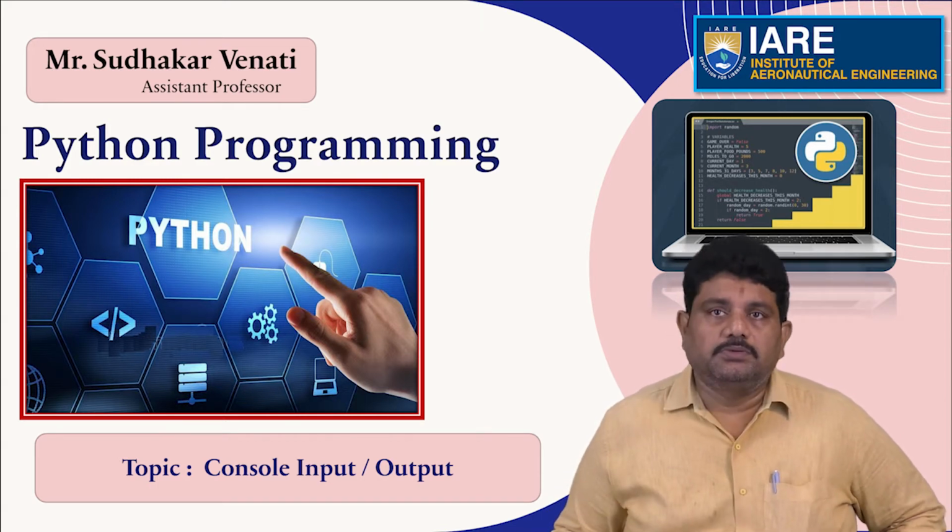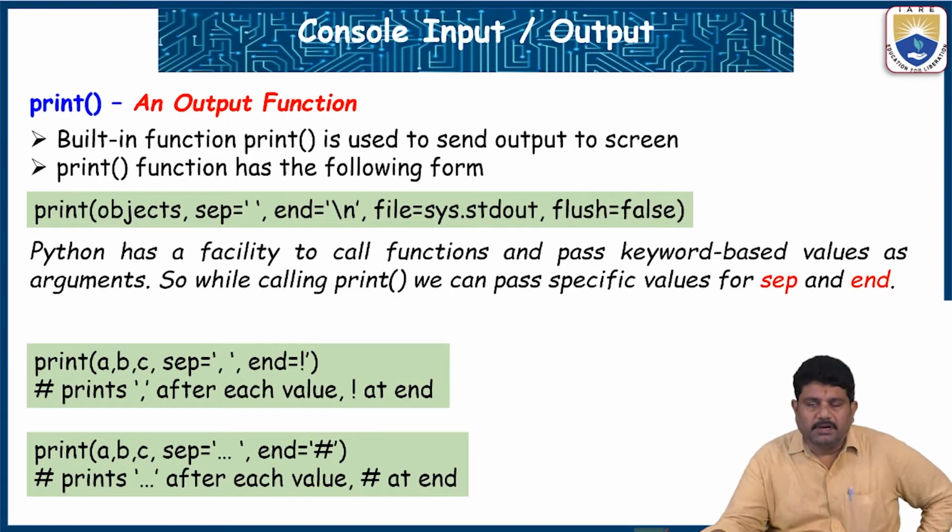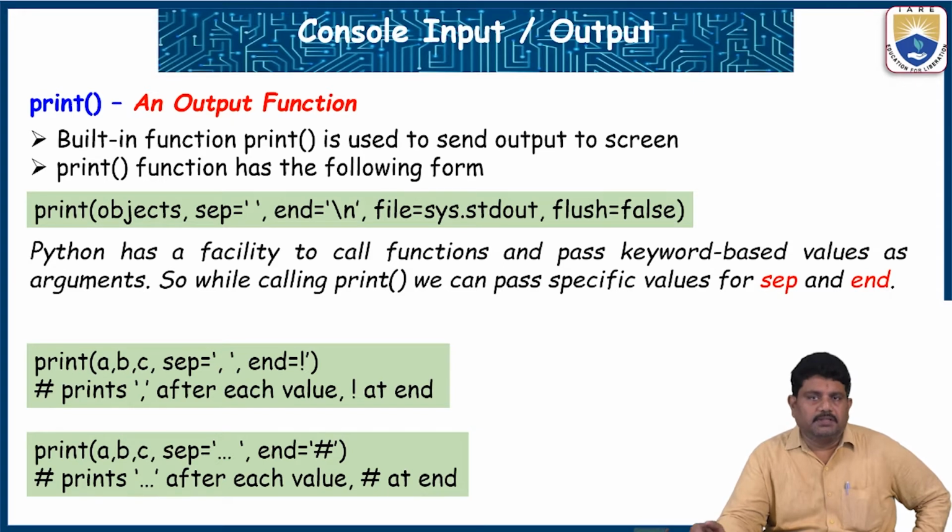Next we will move on to console input-output. The print function. The print function is used to print the output on screen. Console or screen, both are the same. To print the output on the console, we use the print function. This print function can print integers, strings, floats, anything, or objects also, on screen. So that is about the print function. This is a built-in function.